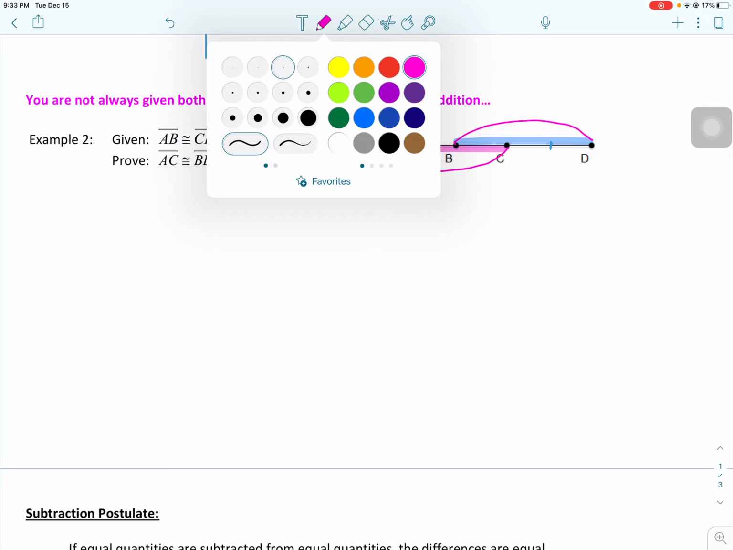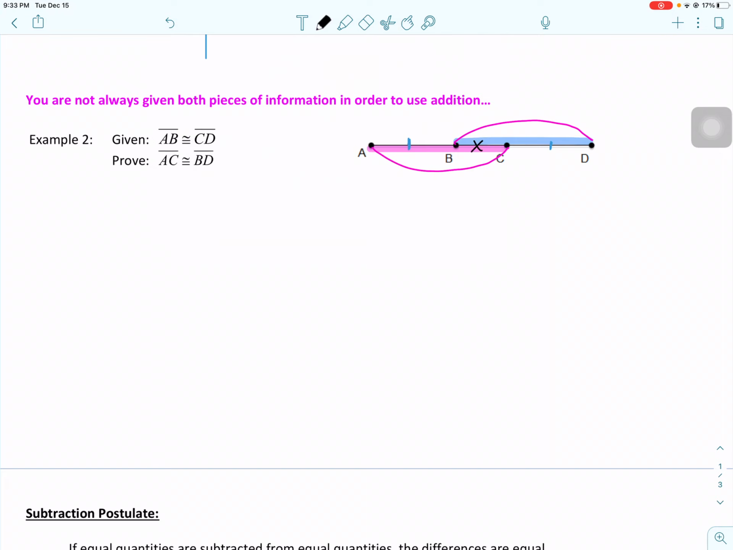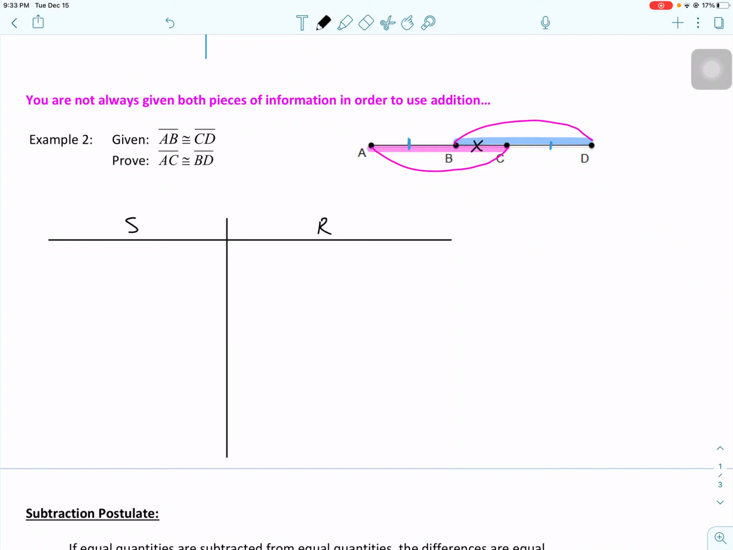Now if you add AB plus BC and you add DC plus BC, if the parts are equal, then the whole is equal. So the only difference here is we have to include the reflexive postulate. So this is an example of sometimes you're not given all the information in order to use addition.